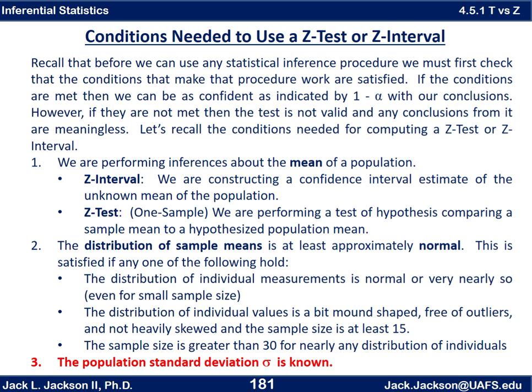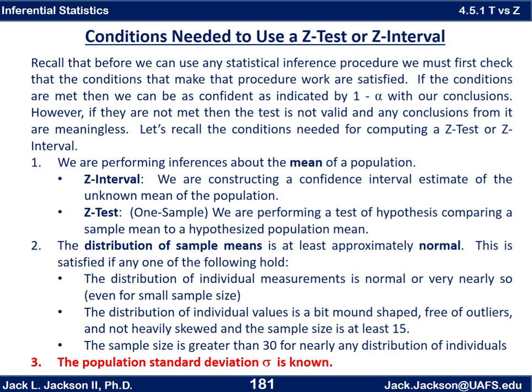In a z-interval, we're constructing a confidence interval estimate of the unknown mean of the population. In a z-test, the one sample version at least, we're performing a test of hypotheses, comparing a sample mean to a hypothesized population mean. This is a very good situation that we're using all the time. It's very common, probably one of the most common types of intervals and tests, probably the most common, with proportions coming in as maybe a close second. And so this is a very realistic situation.